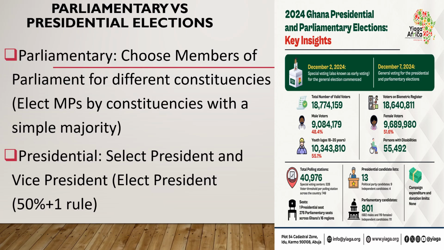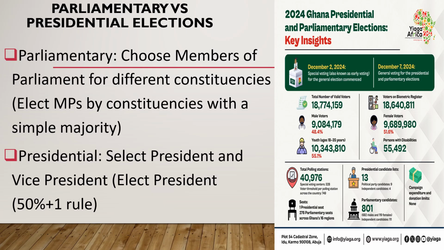So parliamentary elections involve choosing members of parliament for different constituencies. So electing MPs by constituency with a simple majority. That is first past the post, the FPTP. So Ghana uses first past the post for its parliamentary system, where each constituency votes for one candidate. The candidate with the most votes wins, even if it is not an absolute majority. That is how it is operated.